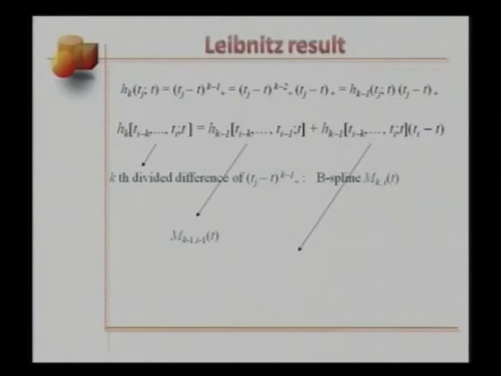So hk minus 1 of ti minus k up till ti colon t can be written as hk minus 1 within square parenthesis ti minus k plus 1 going up till ti colon t, minus hk minus 1 within parenthesis ti minus k plus 1 up to ti minus 1 colon t. Both of these are k minus 1 divided differences over ti minus ti minus k. This is this knot span here.